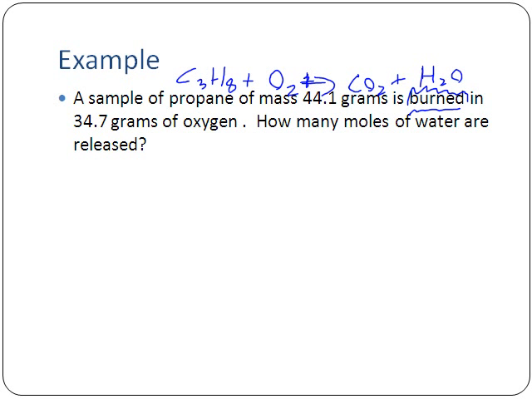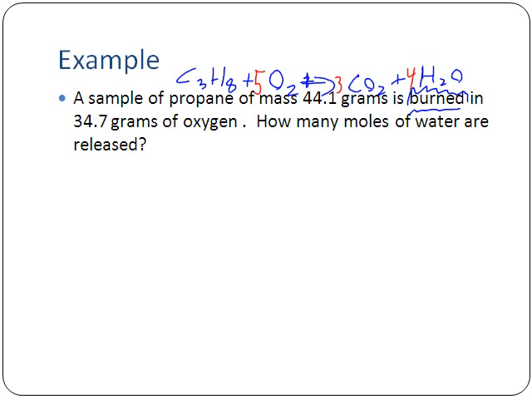To go ahead and balance this out, we have 3 carbons on the left, so we need 3 carbons on the right. We have 8 hydrogens on the left, which means we need 8 on the right. So what times 2 is 8? 4. So we have 4 right here. With our oxygens, in the carbon dioxide we have 2 times 3 or 6 oxygens, plus 4 more in the water. So 6 plus 4 is 10. We need 10 oxygens on the left, and so we put a 5 right there.